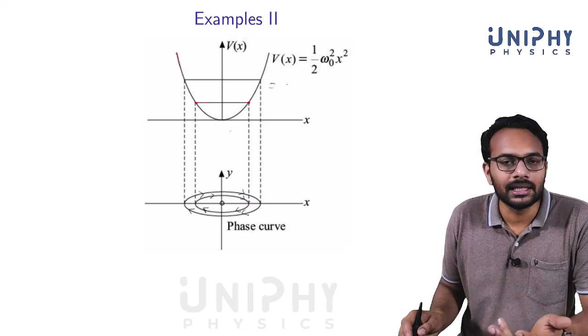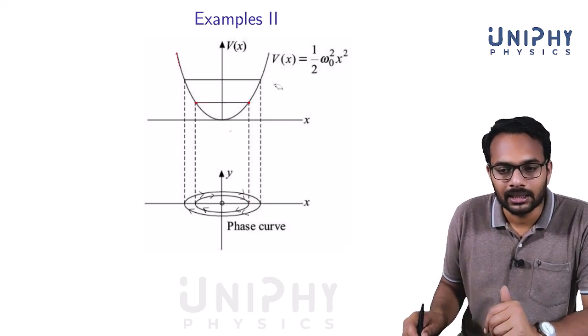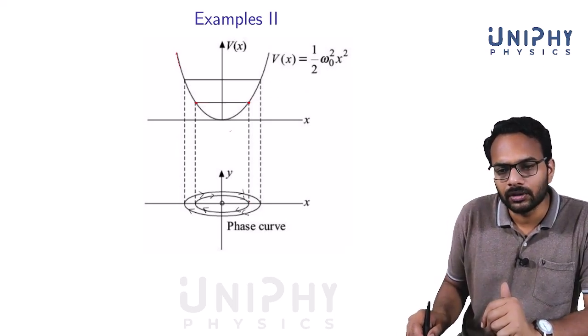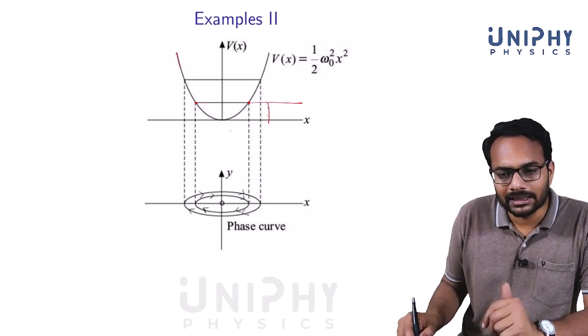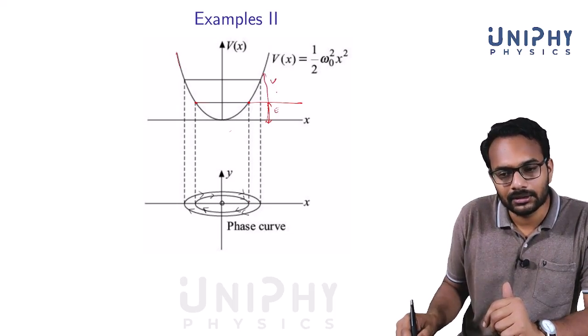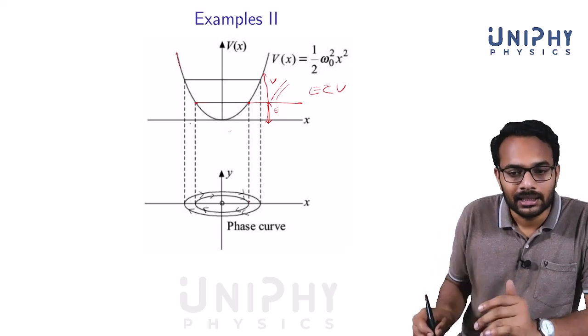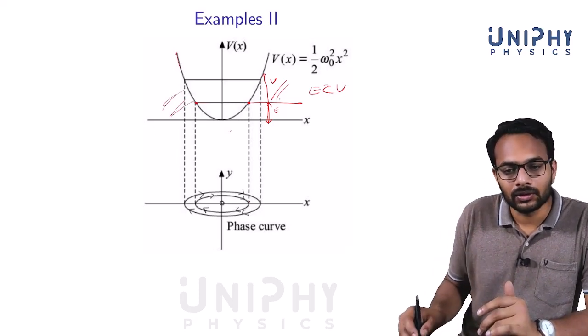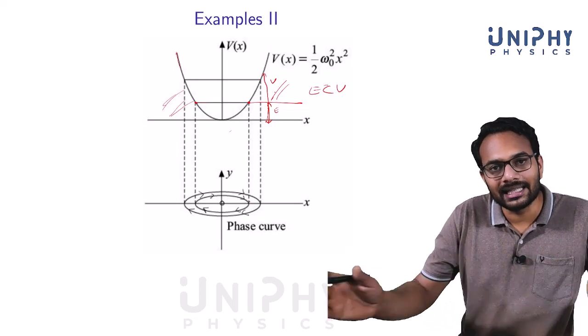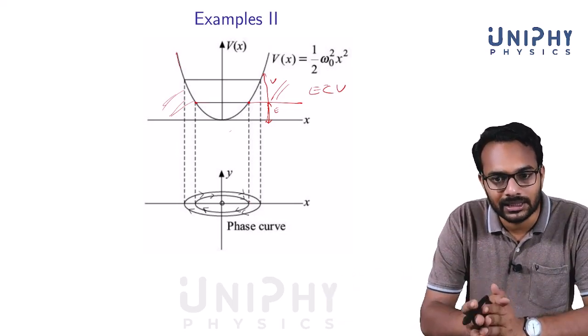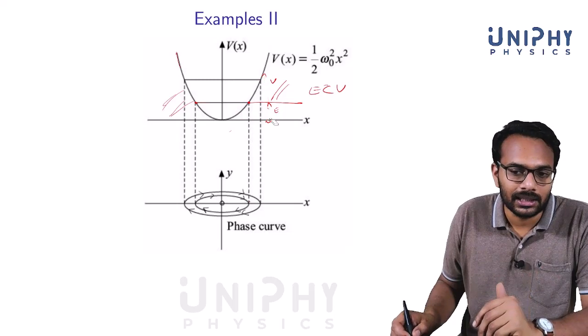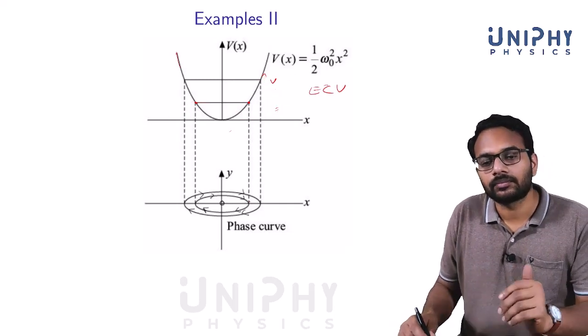And other regions are classically forbidden. For example, if you just extend this energy line here, at this point we see that this height is the energy, but the height of the potential energy is this. So this is a region where V is greater than E, or E is less than V, and it is a classically forbidden region. Likewise outside here. So the system cannot access the entire x-axis from minus infinity to infinity because there are regions which are classically forbidden.